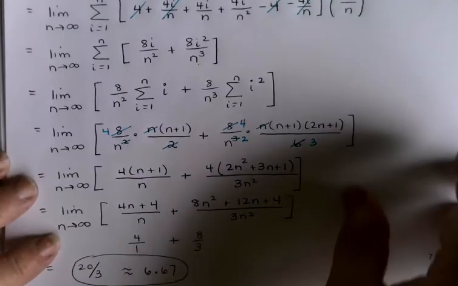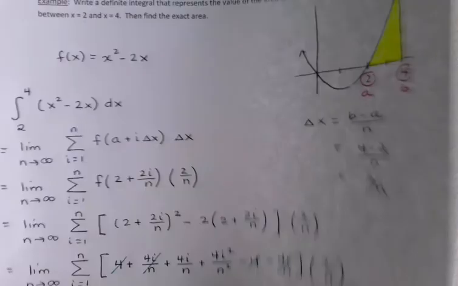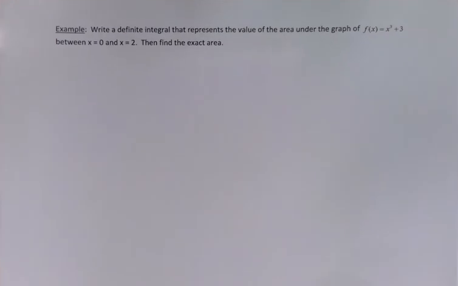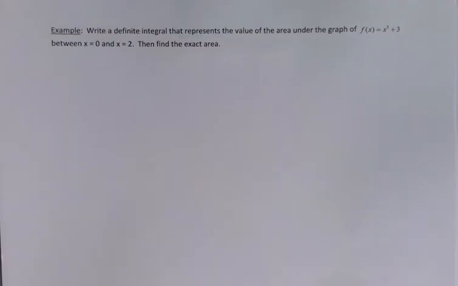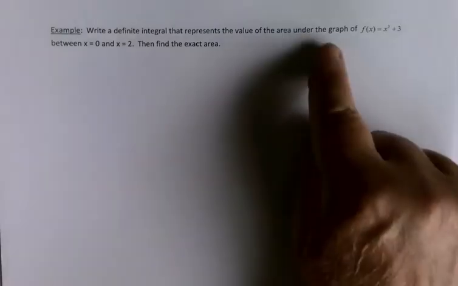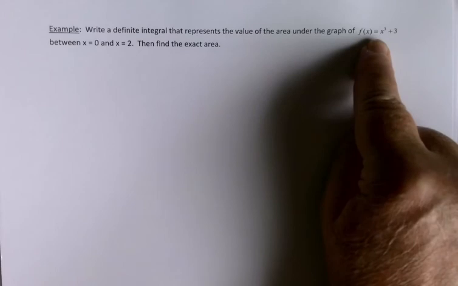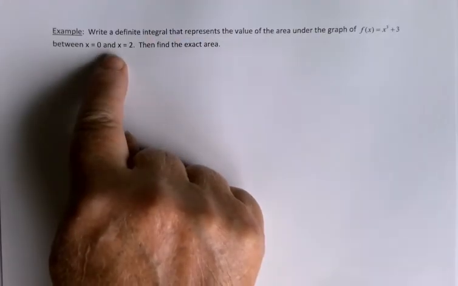All right, let's do one more problem to wrap up this section. In this last example, we would like to first write a definite integral that represents the value of the area under the graph, f of x equals x cubed plus 3, between x equals 0 and x equals 2, and then we'll find that exact area using that limit and that Riemann sum.